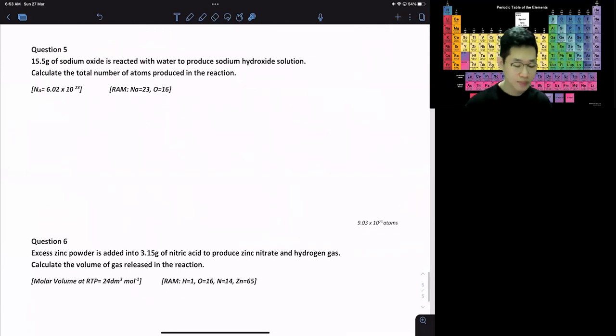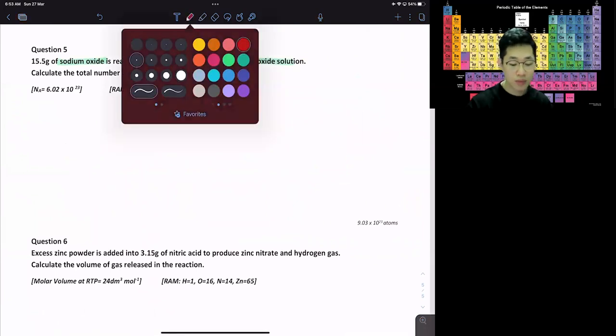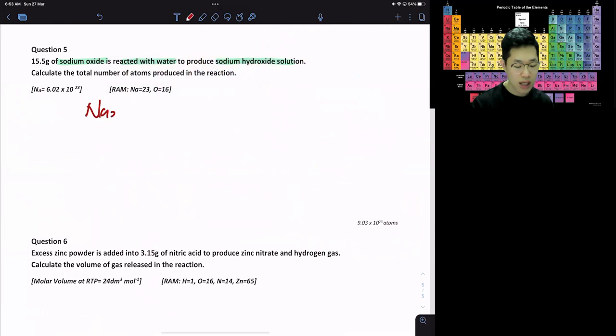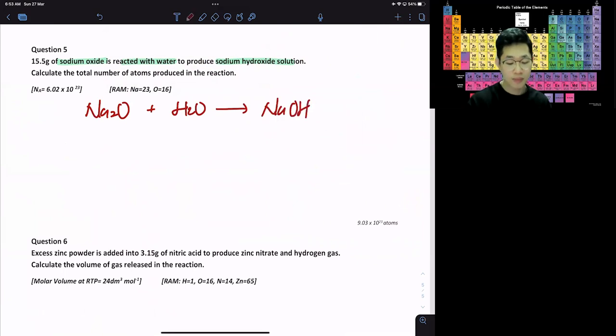Question 5. Sodium oxide reacted with water to produce sodium hydroxide solution. Sodium oxide, water, sodium hydroxide solution, balanced with 2. The number given is 15.5 grams of sodium oxide. The question wants me to find the number of atoms produced, which means the product.